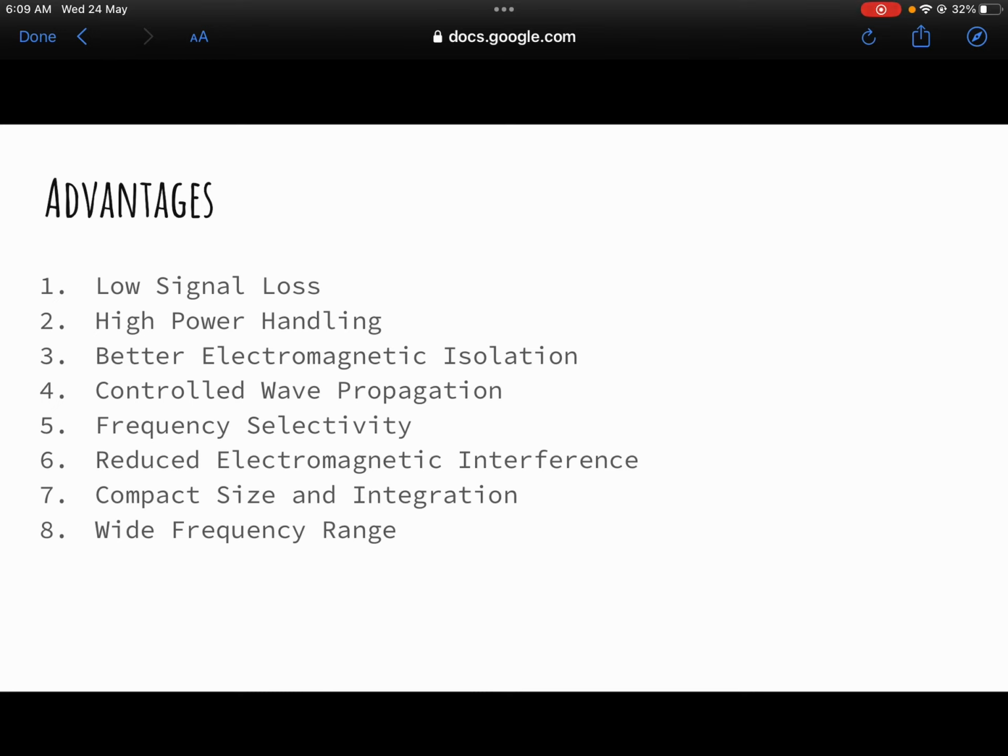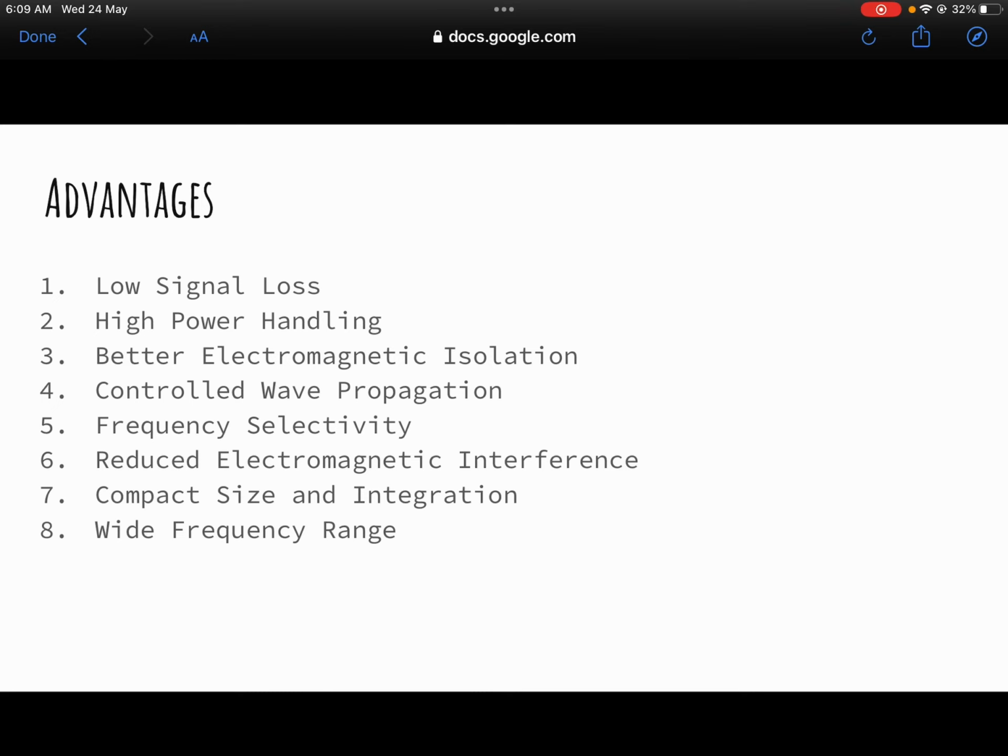Controlled wave propagation. Waveguides offer precise control over the direction, shape, and characteristics of wave propagation. By carefully designing the waveguide geometry and dimensions, engineers can guide and manipulate electromagnetic waves along desired paths, enabling efficient signal routing and beam shaping.